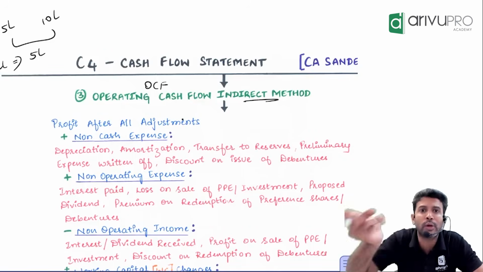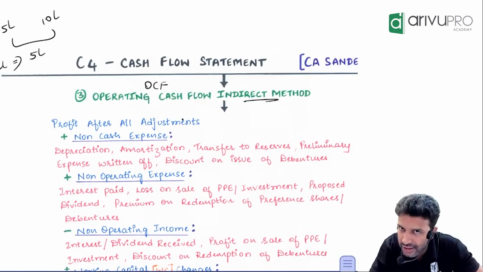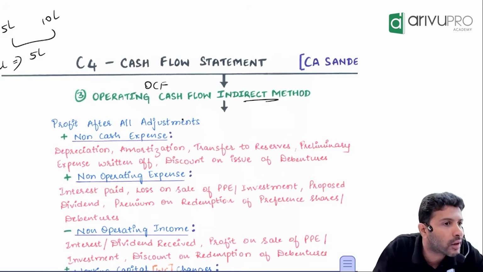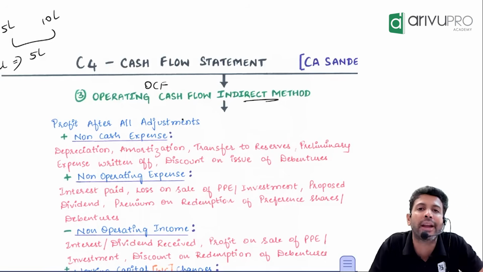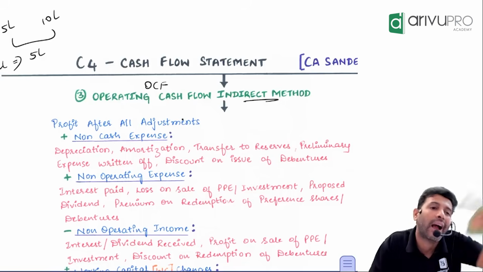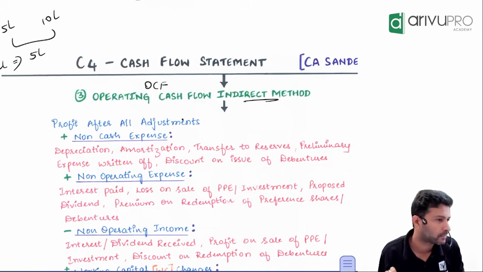Because from profit only we are finding OCF. Due to depreciation, if the P&L balance is reduced, it means OCF also has got reduced. But did cash go out of the organization due to depreciation? Did any cash go out because of depreciation? No, unnecessarily your operating cash flow has reduced. So what to do? Add back. To restore, we add back. Hence, for all non-cash expenses, we add back.